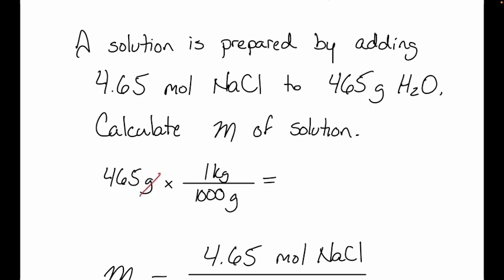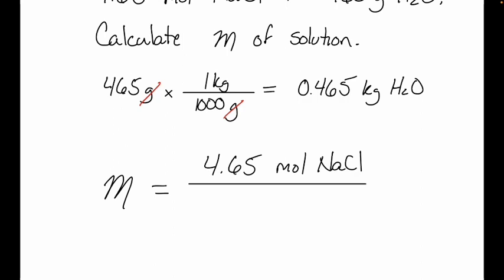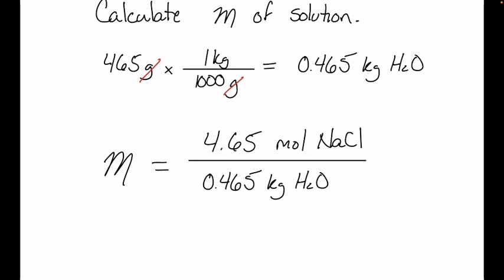My grams cancel out, and so I'm left with this value of 0.465 kilograms of solvent. All right, I'm going to punch that into my calculator. My calculator is going to tell me 10. What should be the units on that? That little fancy M, absolutely. For molal. All right, and then how many sig figs am I going to report this concentration to?